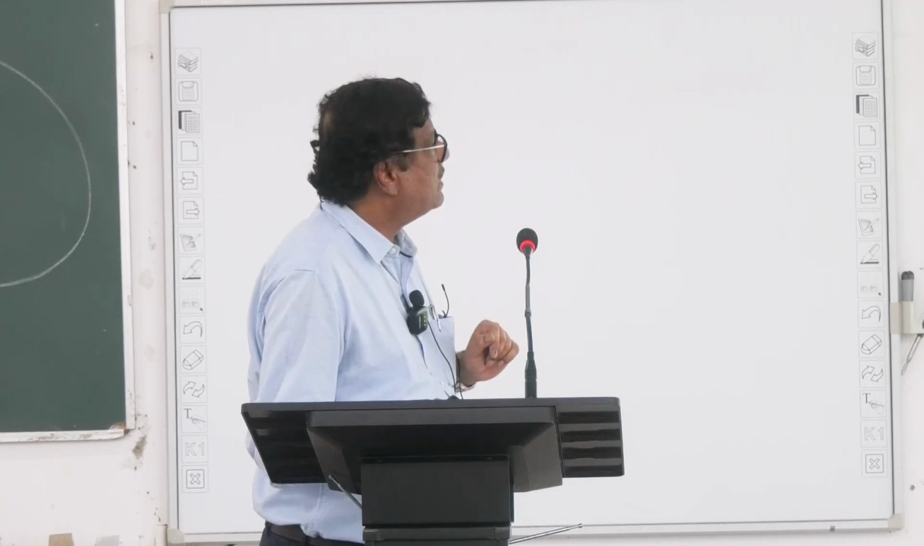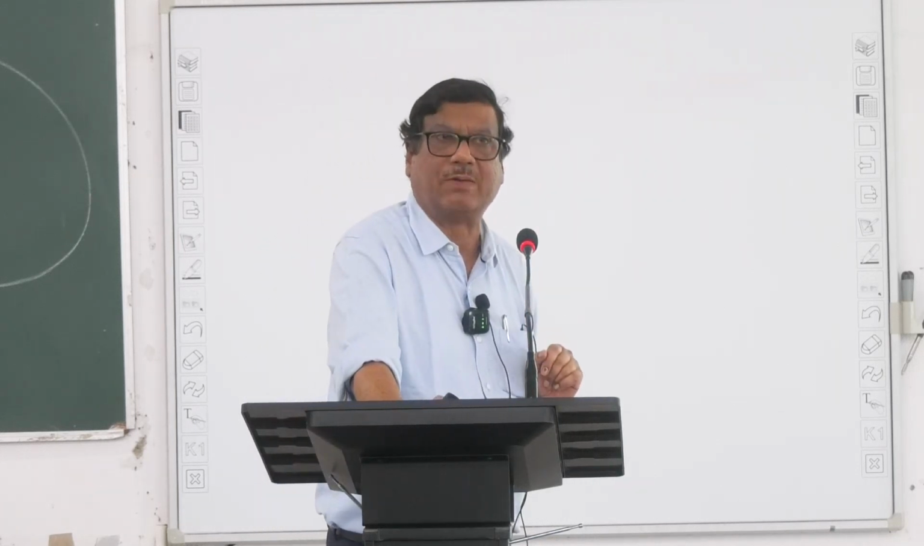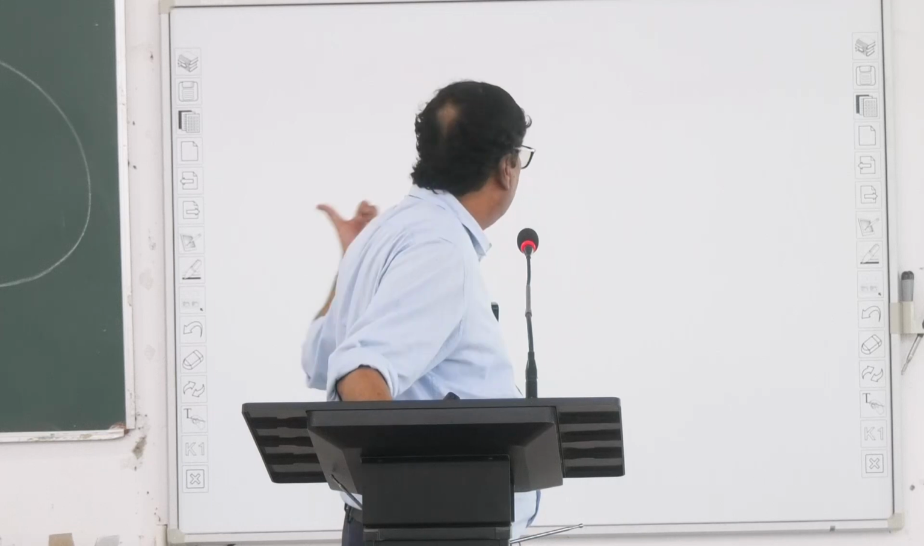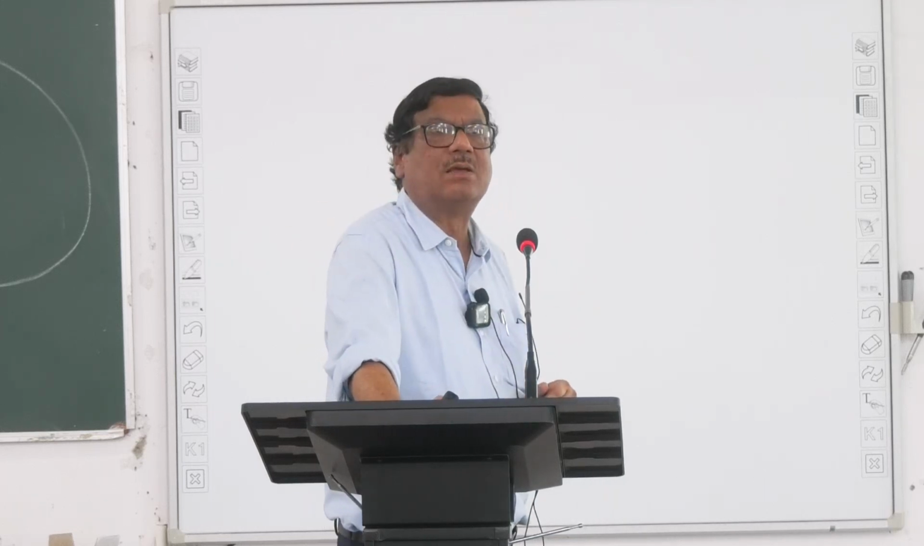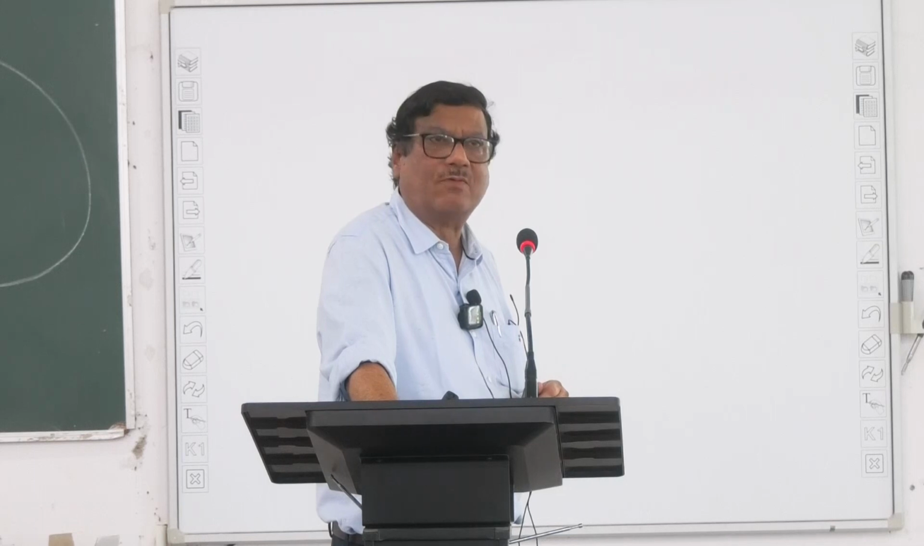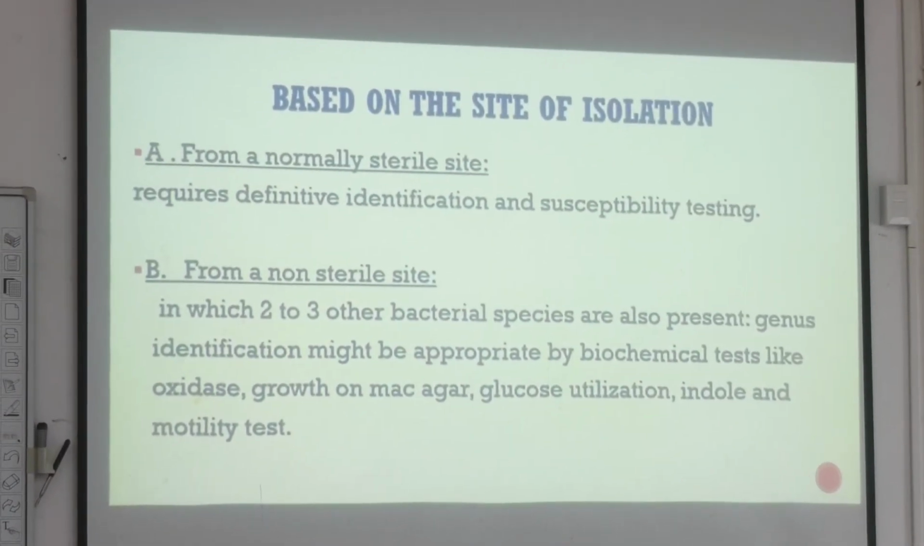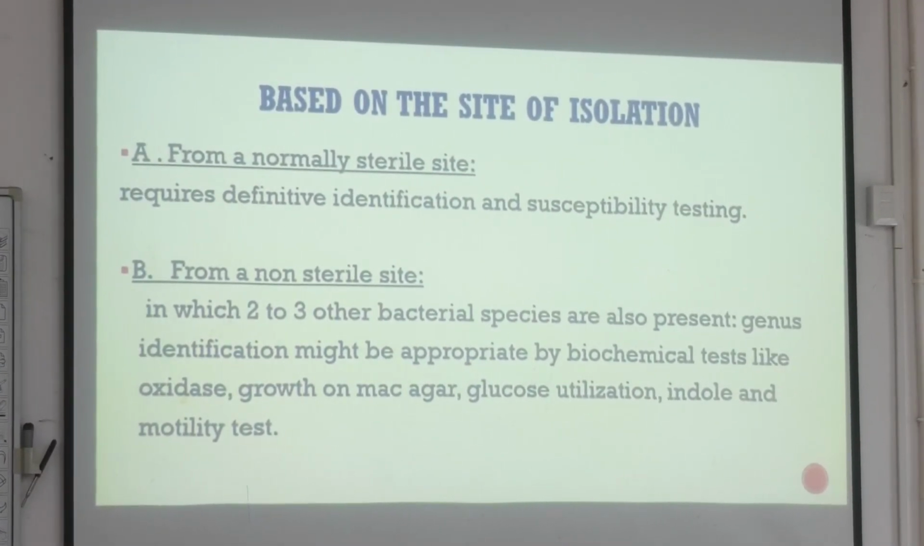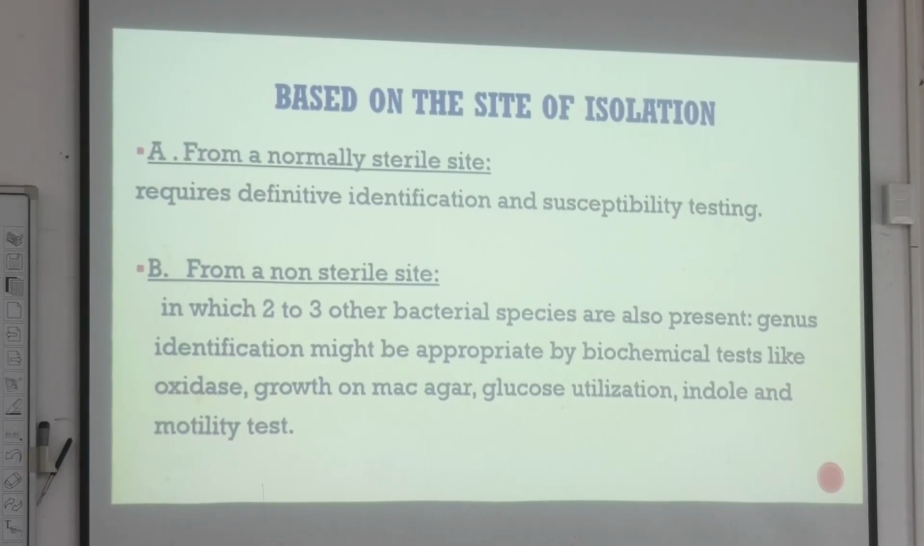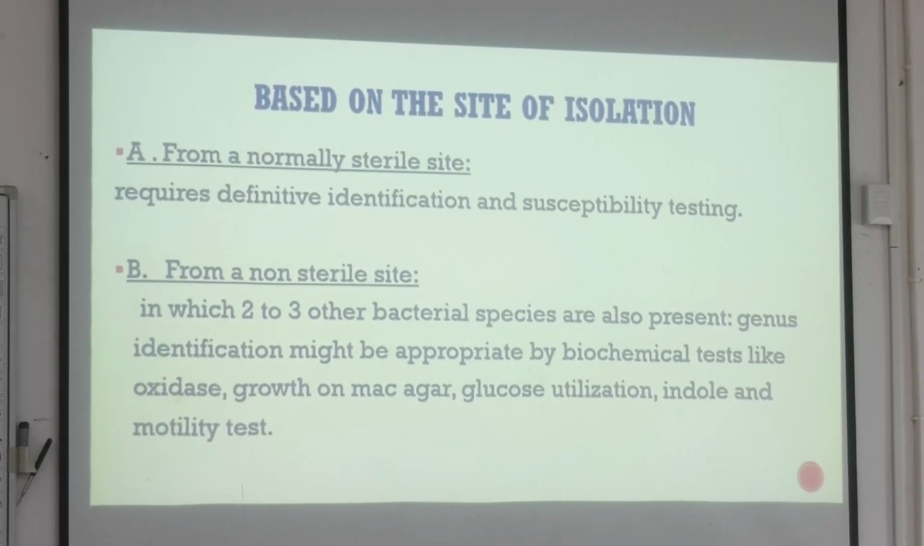Requires definitive identification. Susceptibility testing is absolutely required there, where you get this particular non-fermenters group, that is oxidase positive group and non-fermenters. From a non-sterile site in which 2 or 3 other bacterial species are also present, the genus identification might be appropriate by biochemical test like oxidase, growth on MAC agar to check whether it is a lactose fermenter or not.